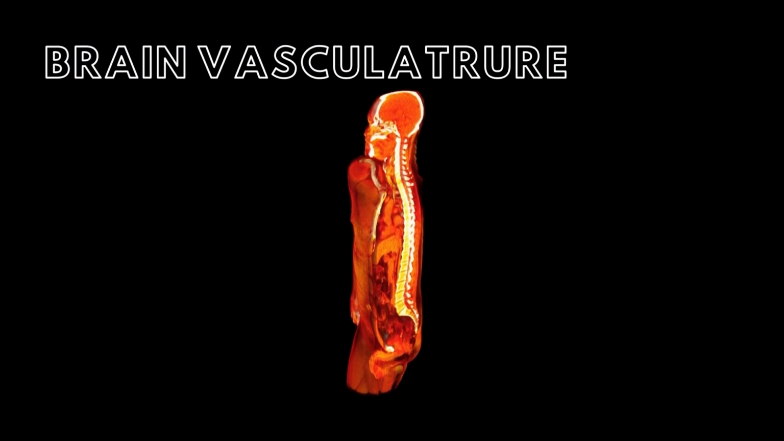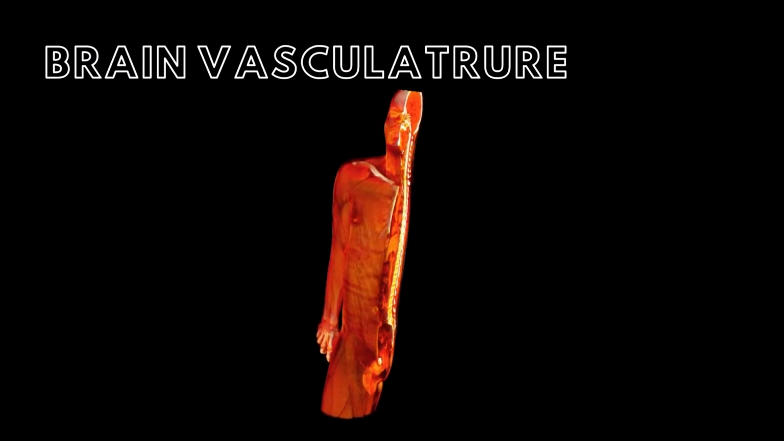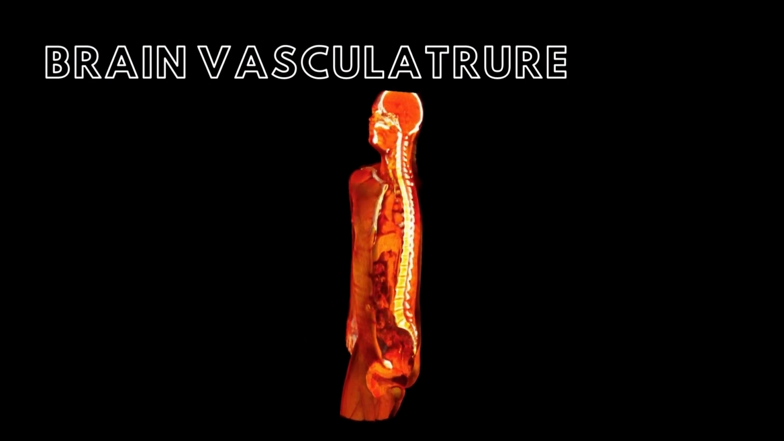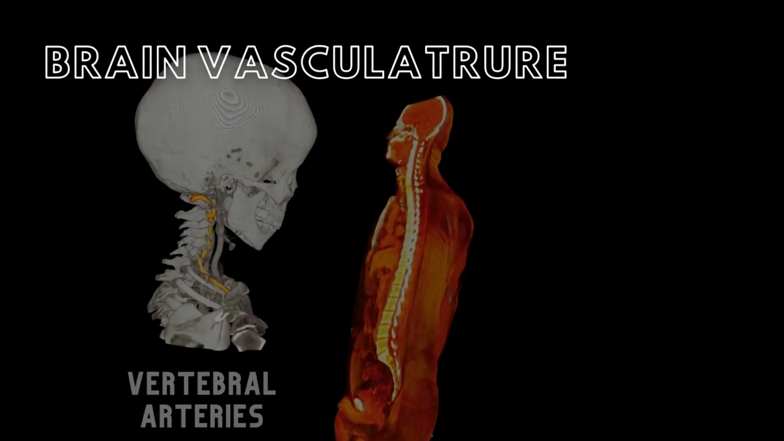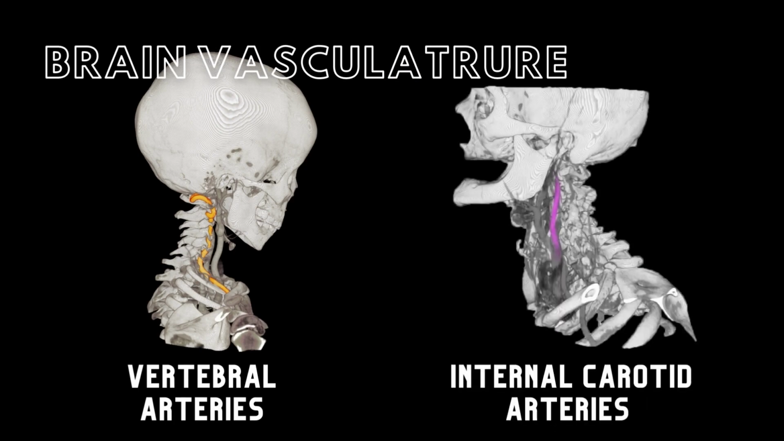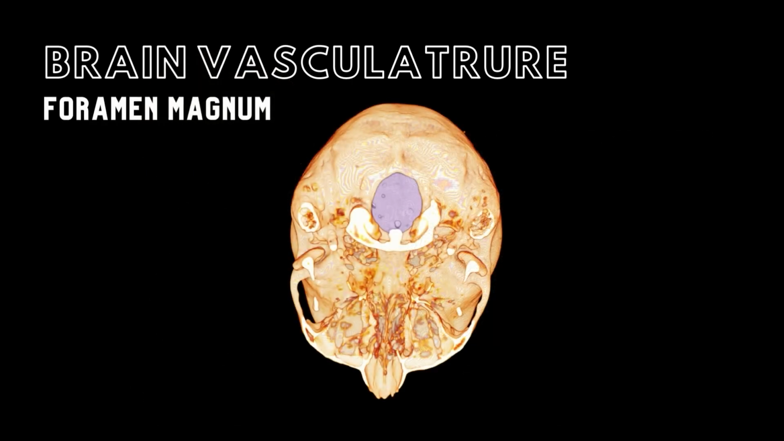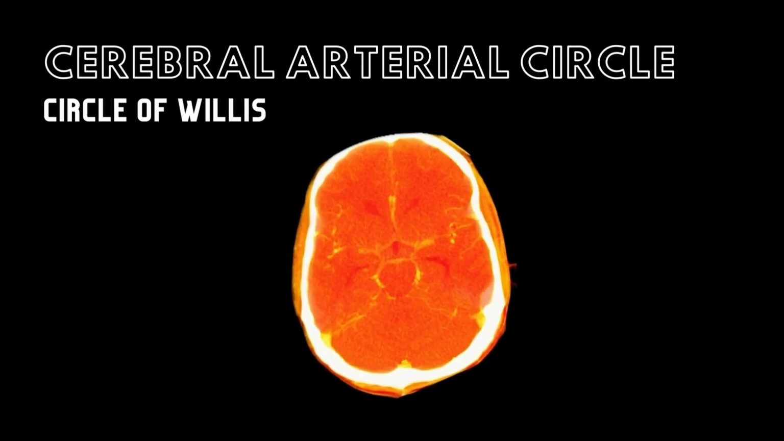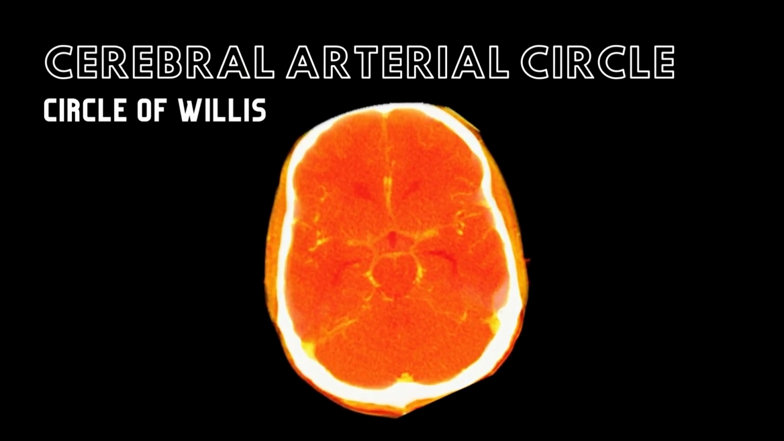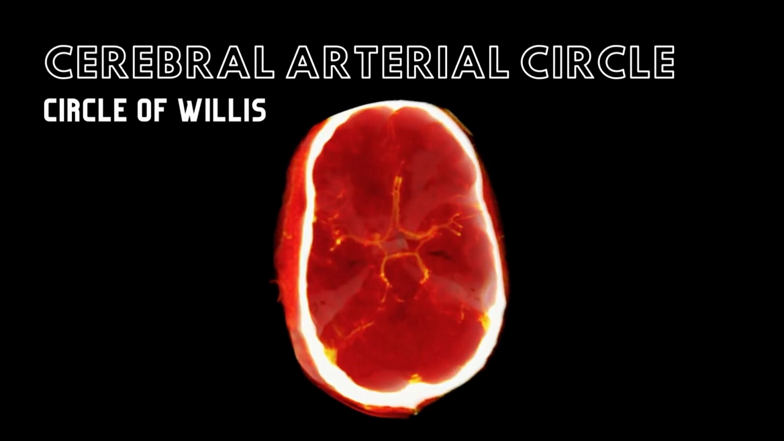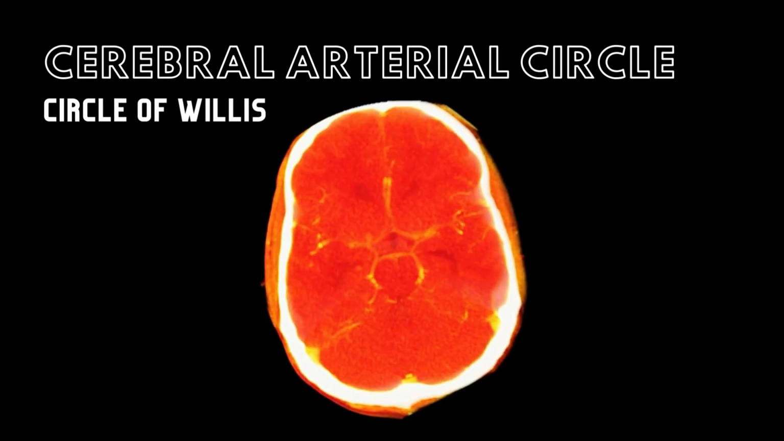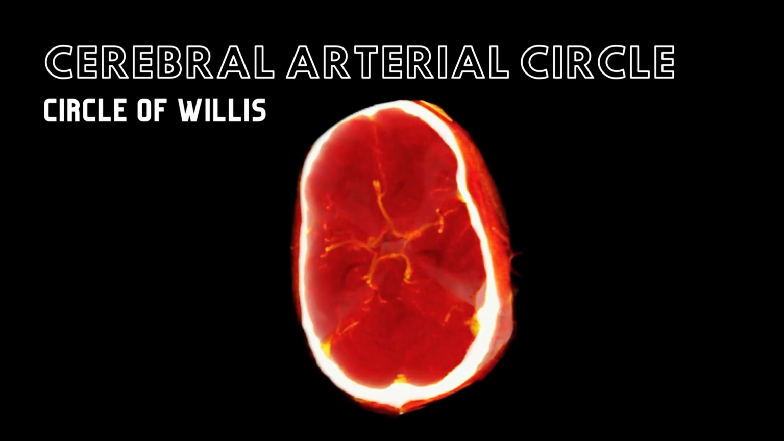To understand why strokes happen, we need to understand the vasculature of the brain, which is part of the CNS. The brain receives its blood supply from two arterial systems: the right and left vertebral arteries and the right and left internal carotid arteries. The right and left vertebral arteries are branches of the right and left subclavian arteries. These two arteries enter the cranium through the foramen magnum of the skull. The cerebral arterial circle, also termed the circle of Willis, is a circle of vessels on the base of the brain that is formed by union of the four vessels, which are the right and left carotid arteries and the right and left vertebral arteries, supplying the brain with blood.